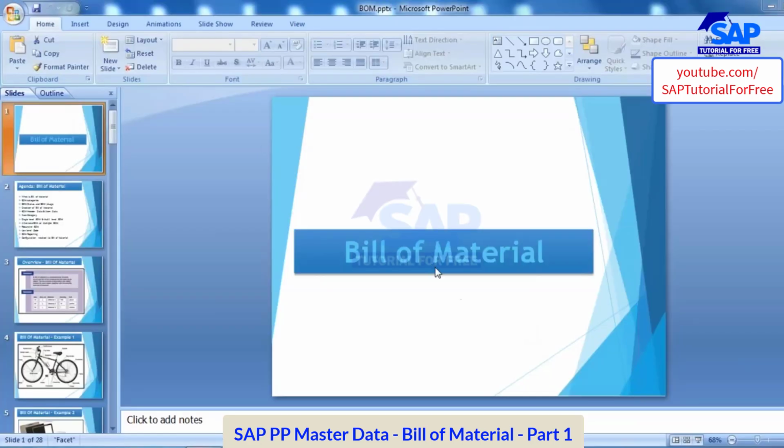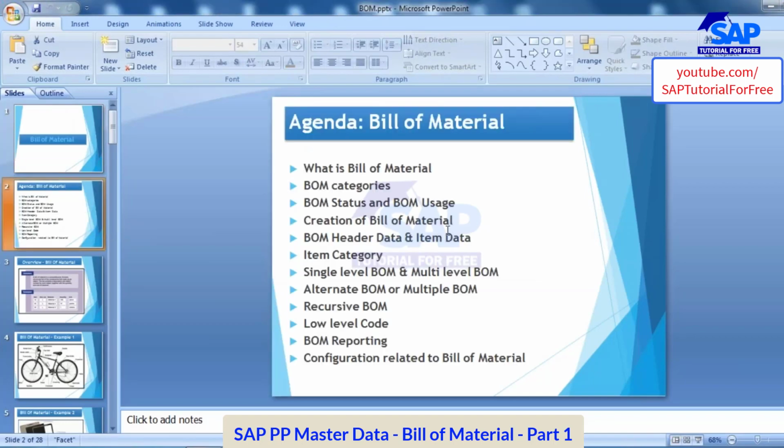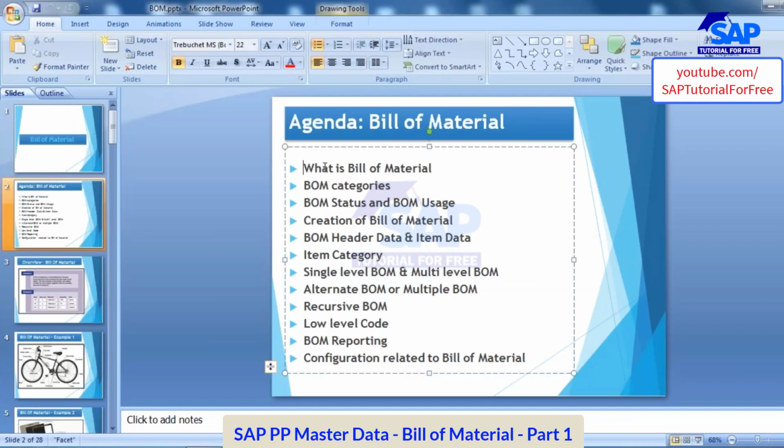Okay. So today we'll be starting our next topic, bill of material. In the bill of material, the topics we are going to cover: what is bill of material, what are the different BOM categories available in the system, what is BOM status and BOM usage, how to create the bill of material, and what is the data maintained in the BOM.